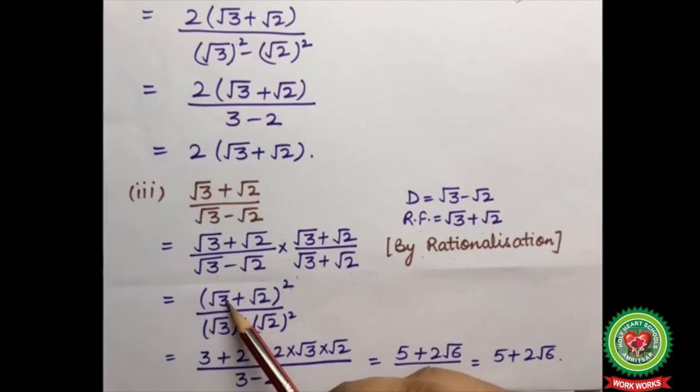So the square of under root 3 is 3. The square of under root 2 is 2. So it will be 3 plus 2 plus 2 into under root 3 into under root 2. And in the denominator, it will be 3 minus 2. So 3 plus 2 will give us 5 plus 2 under root 6 upon 1. So our answer will be 5 plus 2 under root 6.